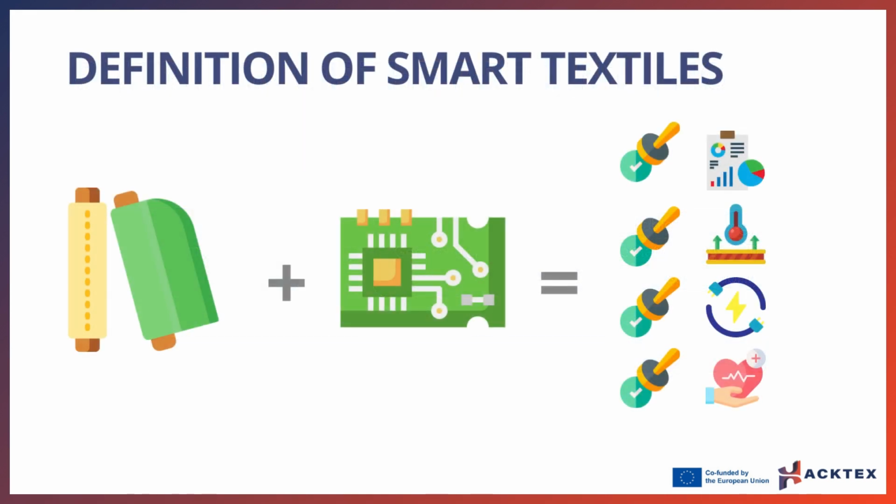Smart textiles are materials that incorporate electronics and other advanced technologies to provide additional functionality beyond the traditional roles of fabrics. They can sense, react, and adapt to changing environmental conditions, making them useful in a variety of applications. As you can see, some of these functionalities can be related to data collection, thermic repellents, electric protection or health.